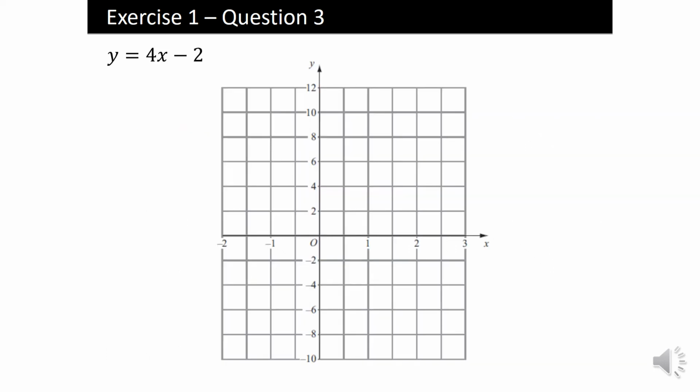Okay, so 4x minus 2 should look like this. So this one's sloping upwards, so it should pass through the y-axis at minus 2 and the x-axis at 1/2. So depending on how you've done your scale, it might look a bit different to this.